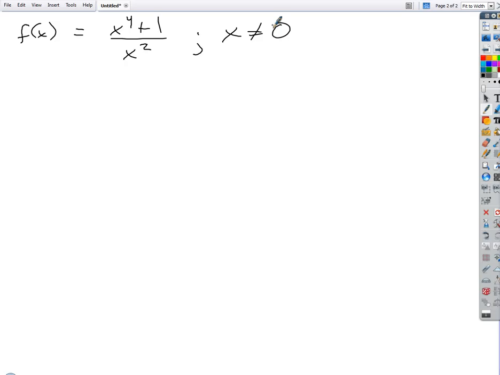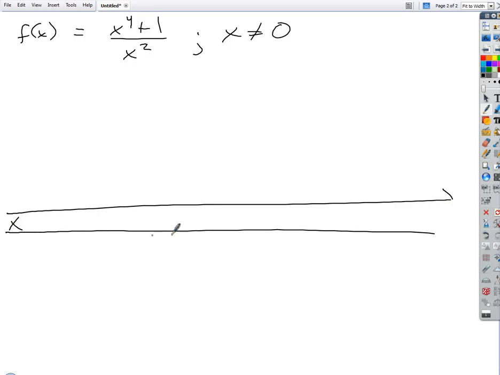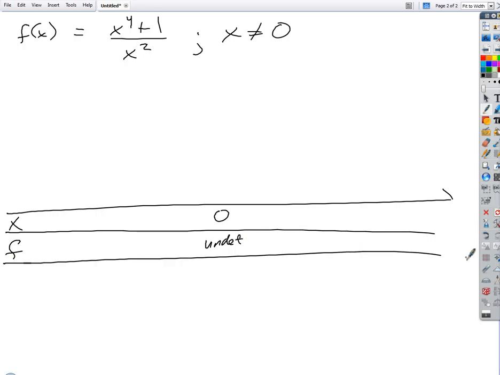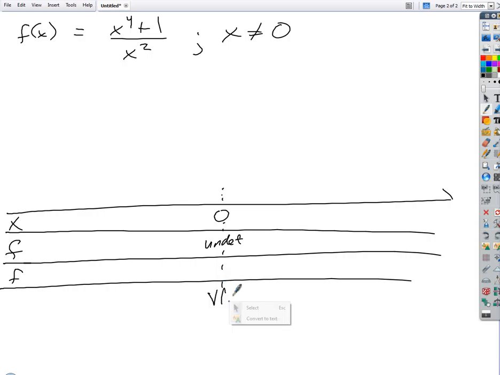In fact, before you even go any further with this, when you're writing out your table here, you could put a value of 0 there, and your function is undefined, okay? Something else that might even be helpful to do would be to put a dashed line through there and just write VA for vertical asymptote, because it is a vertical asymptote, isn't it? 0 is a 0 of the denominator, but 0 is not a 0 of the numerator, correct?